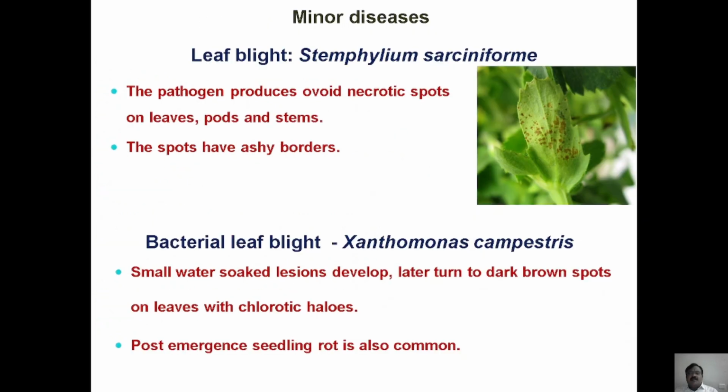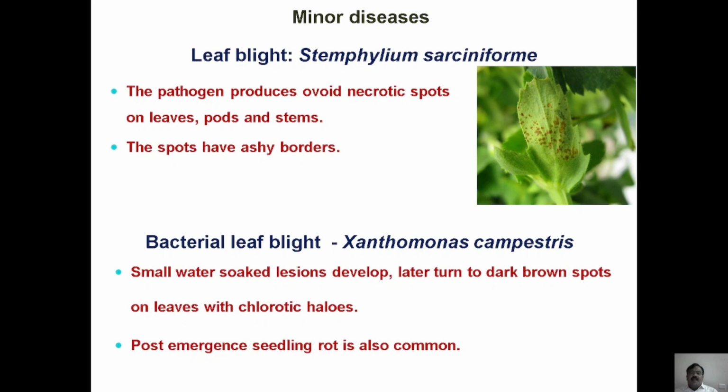And some of the fungal as well as bacterial diseases are minor nowadays, but may become major diseases after a period of time. So the leaf blight, which is caused by Stemphylium sarciniforme, this Stemphylium is known to cause disease in leguminous plants also. Stemphylium sarciniforme produces ovoid necrotic spots on the leaves with ashy borders. Besides, it also produces such necrotic spots on the stem and causes girdling of the stem and drying of leaves.